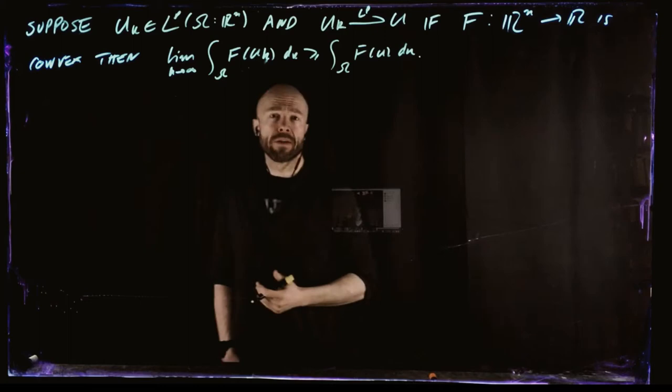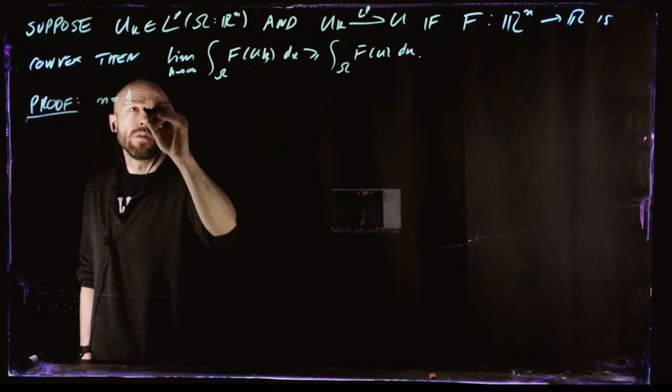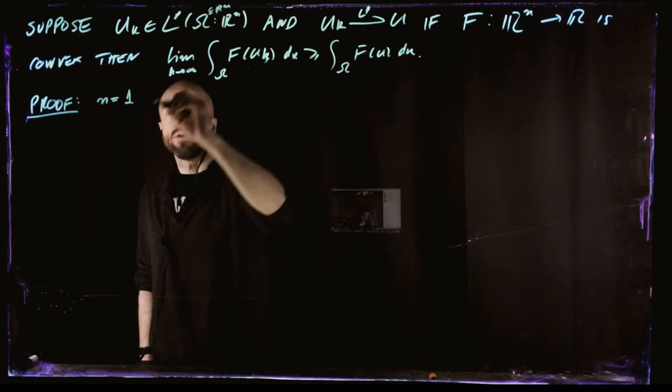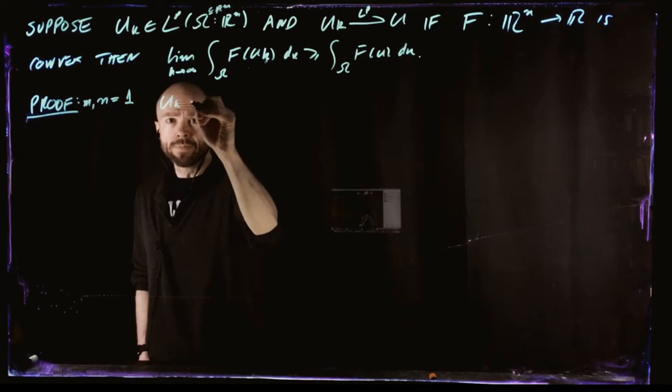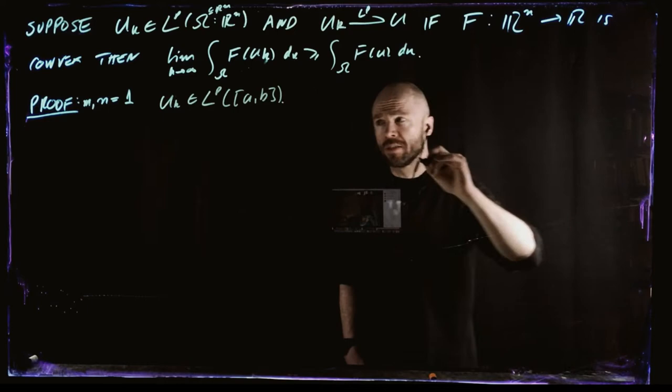And let's prove it in one dimension. It's not much harder when we are doing this in high dimensions. So omega could be in anything, R^m. So we're going to do this when m and n equal 1. So we have a sequence u_k in L^p of some interval (a, b) like this. Scalar valued now, and the point of this is that weak convergence commutes with affine mapping.